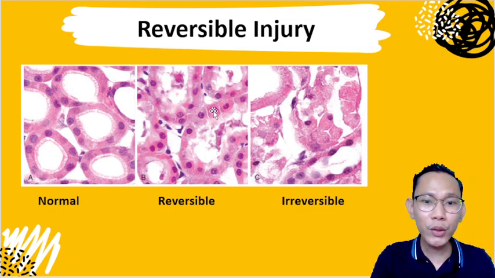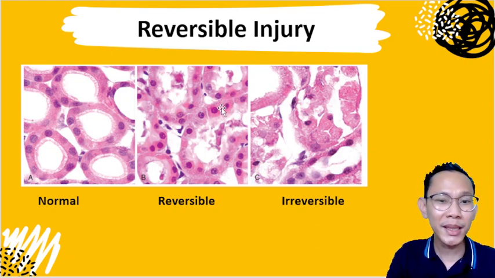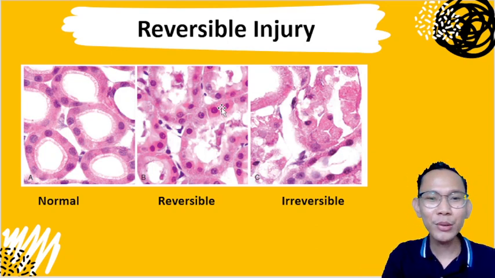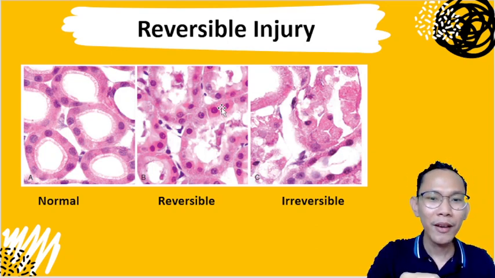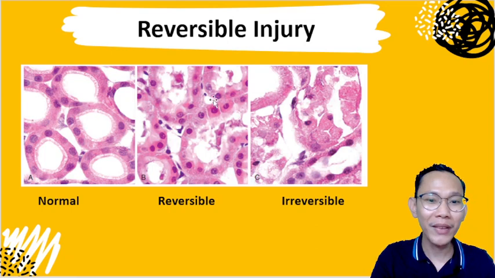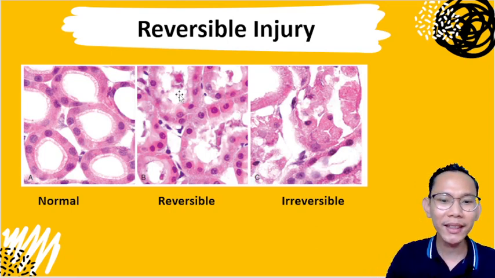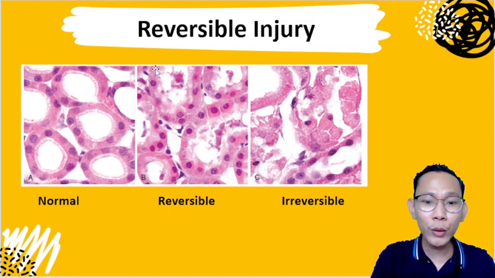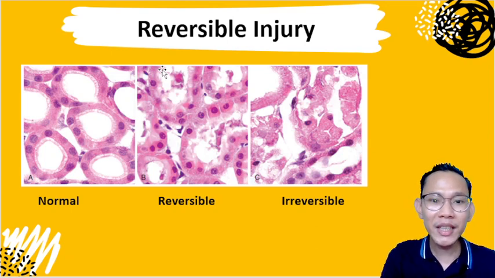Napapansin nyo? There's also swelling of your cells compared here, compared to your normal cells. Mas lalong lumalaki yung ating cells. These are very typical presentation of your reversible injury. Swelling. Tapos, fatty change. Of course, hindi tayo ma-observe ang fatty change dito. What else? Ano pa nakikita natin? There is also presence of surface blebs. Tingnan nyo. May mga surface blebs sa ating cells.